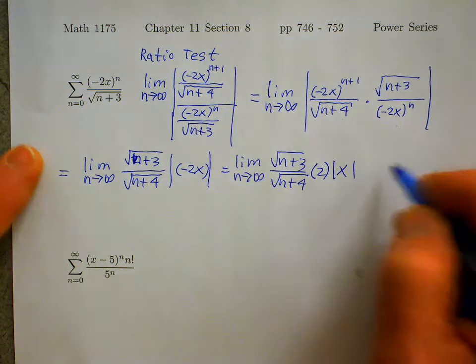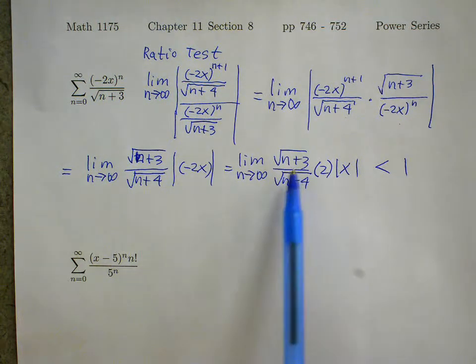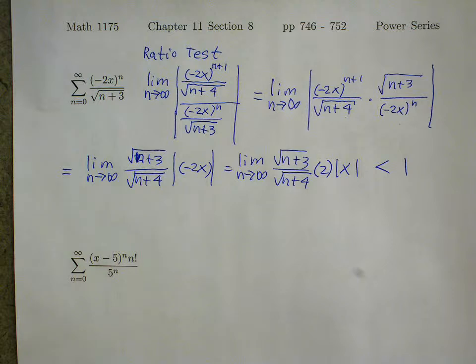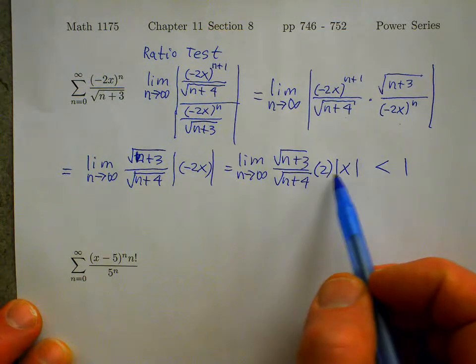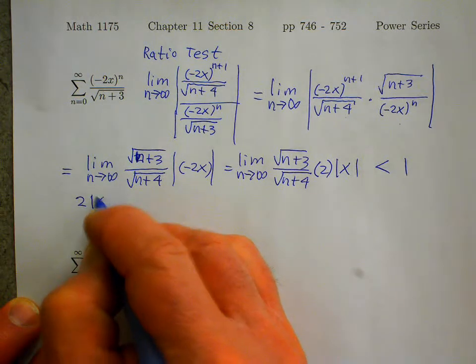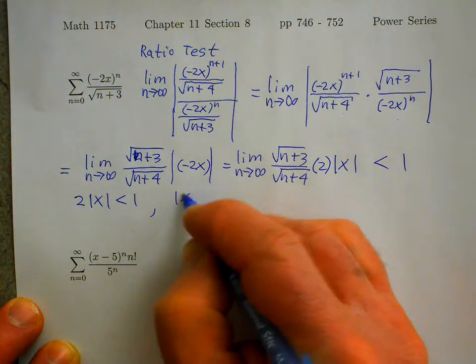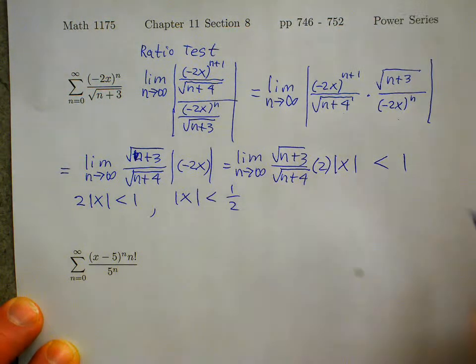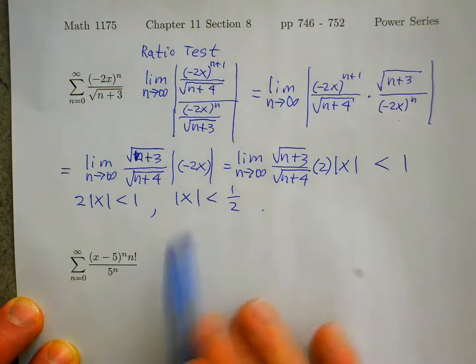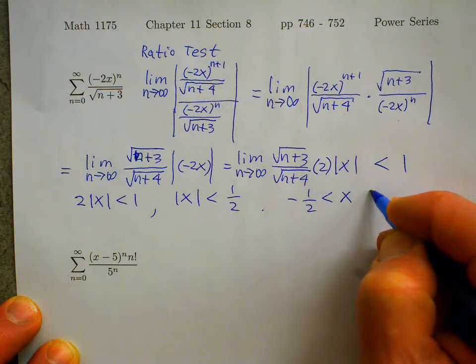Okay, we want this limit to be less than 1. So the limit of the square root of n plus 3 over the square root of n plus 4 equals 1. And so the limit is 2 times the absolute value of x. So 2 times the absolute value of x is less than 1, or the absolute value of x is less than 1/2. Removing the absolute value symbols, we get negative 1/2 less than x, which is less than positive 1/2.